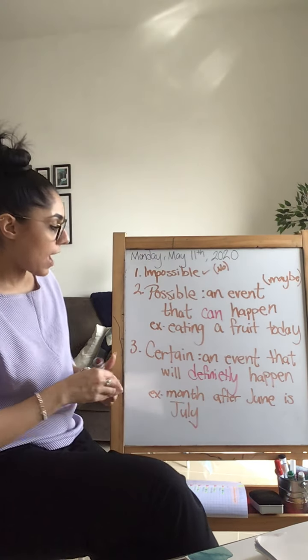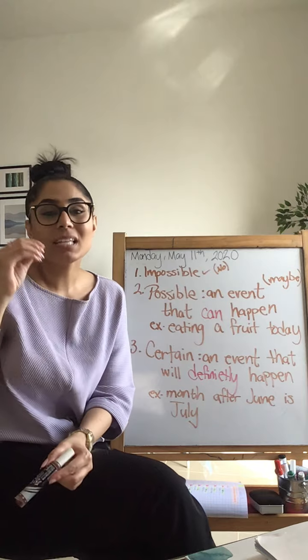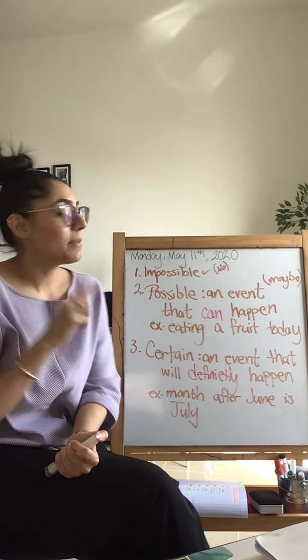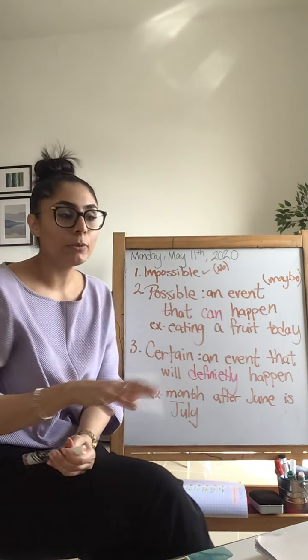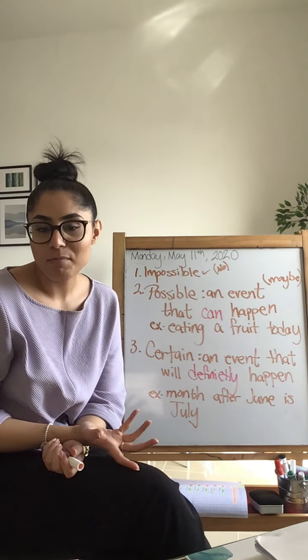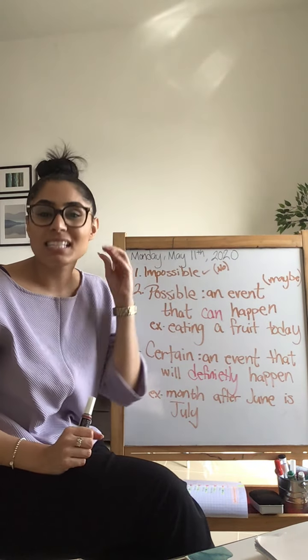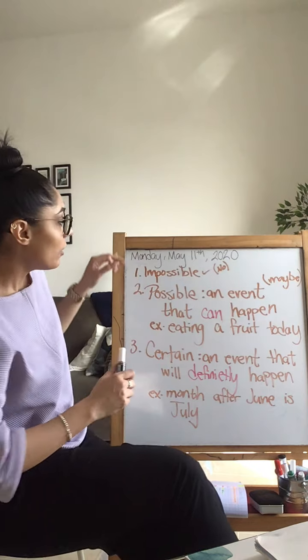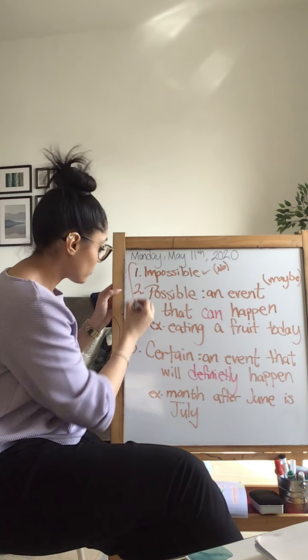Think of this. With certain, anything that's certain, no one can argue it. If there's a little bit of doubt, that means then it's possible. But certain, everyone cannot deny it. So there's no one that's going to argue that June doesn't come before July. Everyone knows that July comes after June. That is certain. Okay?